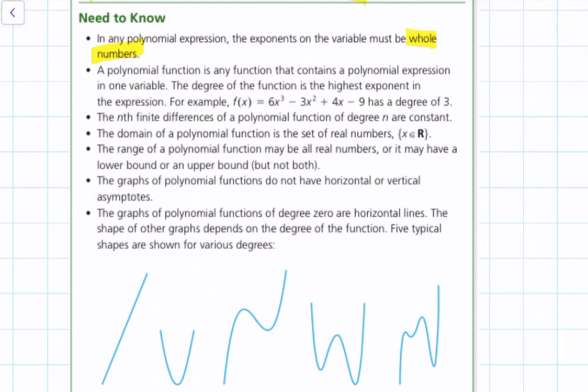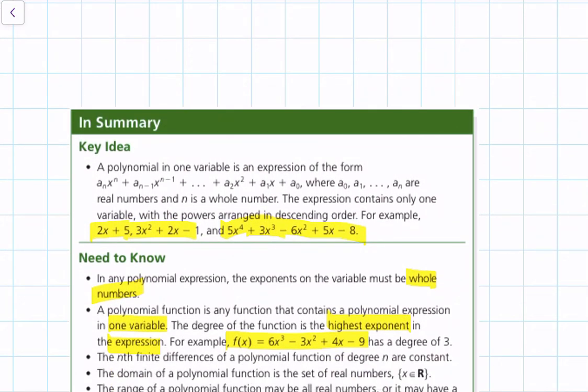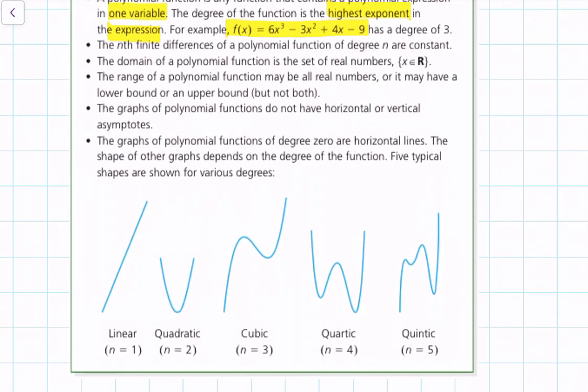A polynomial function is any function that contains a polynomial expression in one variable. So the degree of the function is the highest exponent in this expression. So for example, here, this expression has a degree of 3. If we look at the other examples, this expression has a degree of 1. This has a degree of 2. This has a degree of 4. Etc., etc. So the nth finite differences of a polynomial function of degree n are constant.